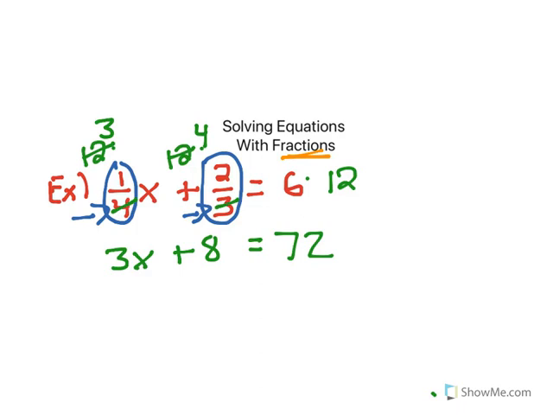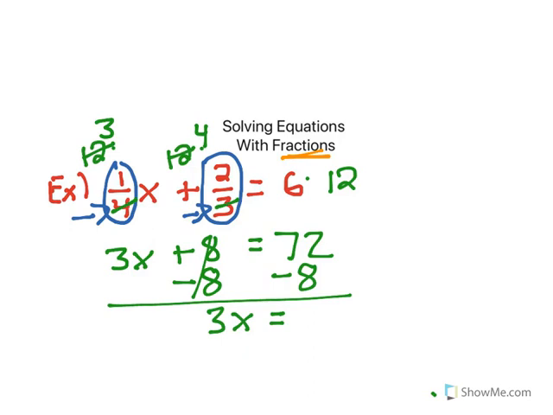Now this problem looks a lot easier for me to solve. It's now just a two-step equation. I'm going to subtract 8 on both sides. So I'm going to get 3x is equal to 72 minus 8, which is going to be 64. And then I'm going to divide both sides by 3.